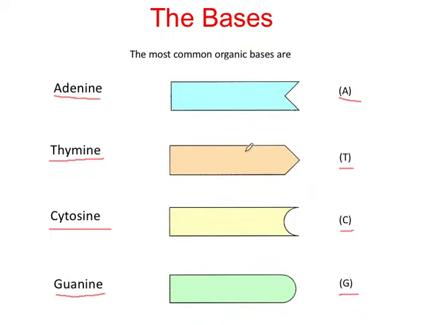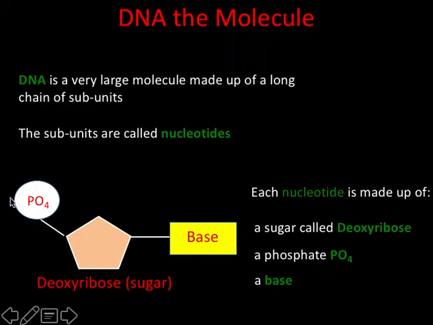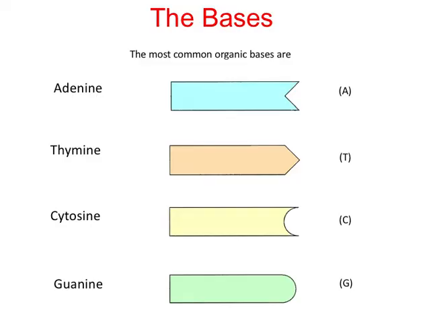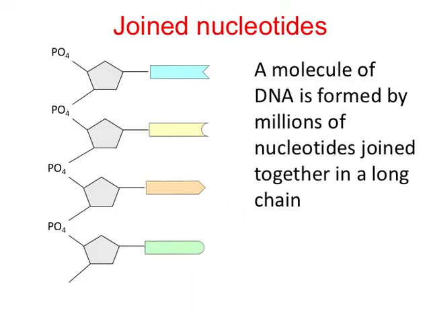But how do these bases link together? How do those nucleotides link together to form a chain? Let's have a look. So here, I'm beginning to join multiple nucleotides together. I'm starting to build my DNA strand.